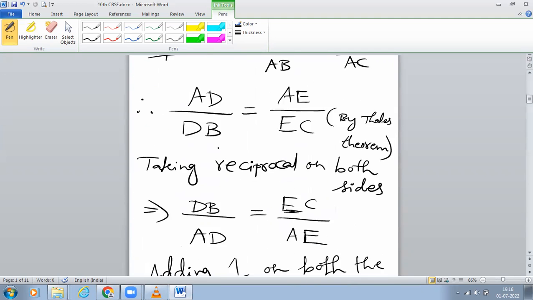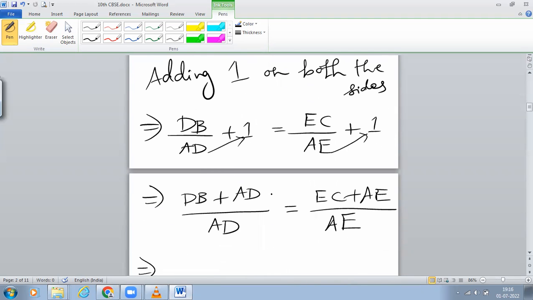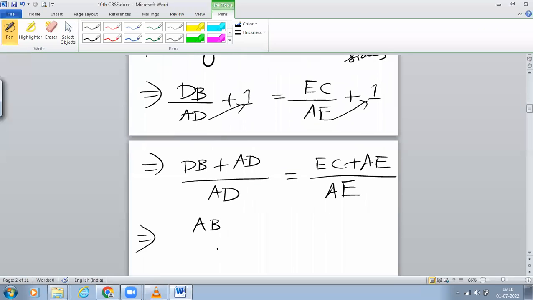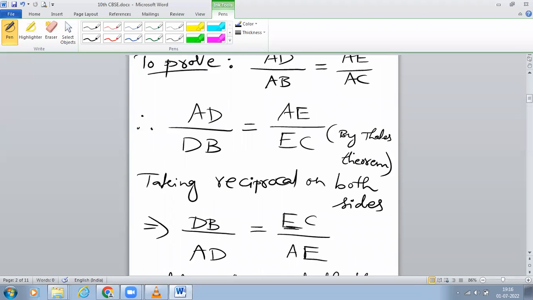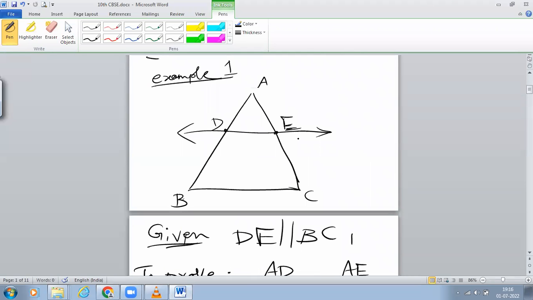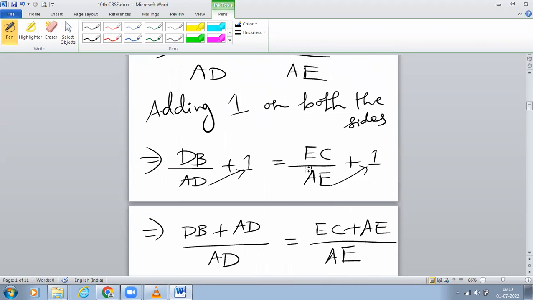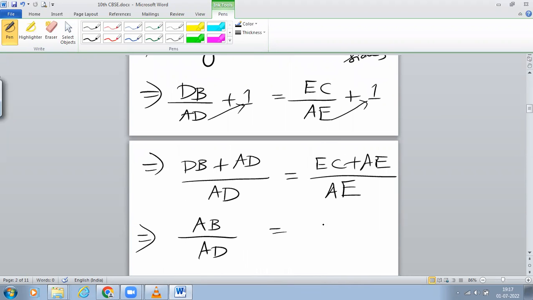So I'm going to replace dB plus AD by AB. What we are getting here is AB by AD, which is equal to, likewise, EC plus AE, which can be expressed as AC. See here, from this point to this point, this is EC, and from this point to here, this is AE. So AE plus EC or EC plus AE can be expressed as AC. Therefore, in the next step, the right hand side is AC divided by AE.